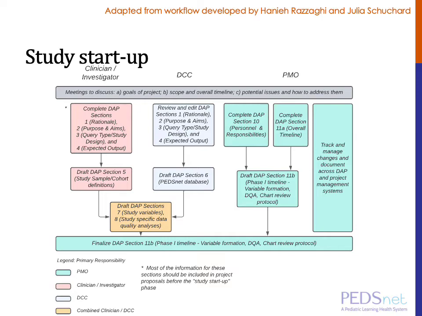Also at this stage, the investigator and DCC will begin drafting the cohort definitions, use of the PEDSnet database, and together begin to draft the study variables and the study-specific data quality analyses section. At the same time, the project management team will be completing information about personnel and responsibilities, the overall timeline, and begin drafting the timeline for phase 1.